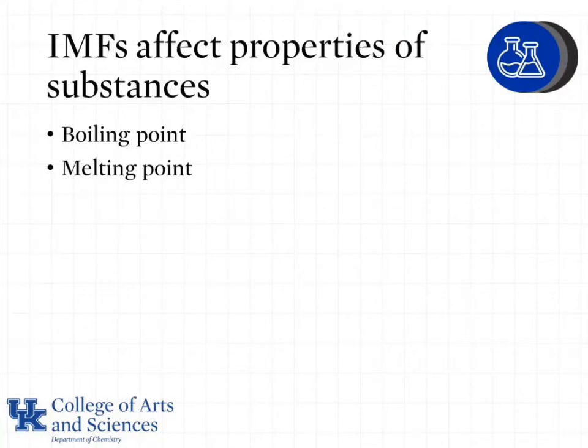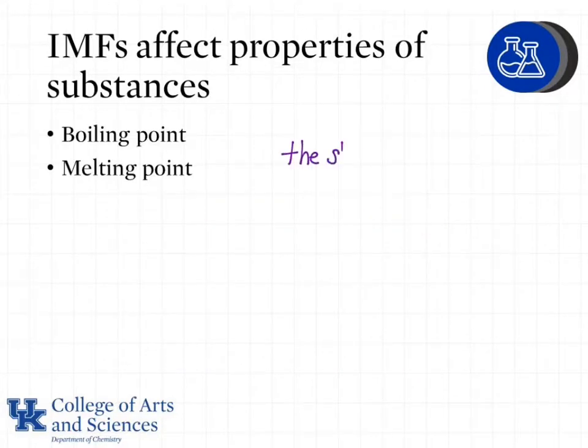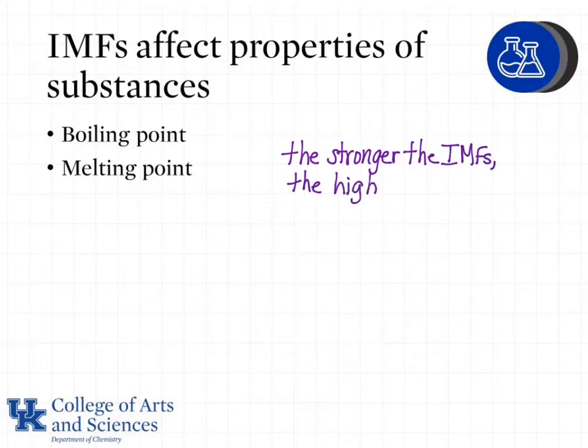The reason we worry about intermolecular forces is because they affect the properties of substances. These effects are most evident in the boiling and melting point, in particular the boiling point of a substance. Remember that boiling is the phase change from liquid to gas. As a result, we are moving those molecules farther apart from one another in the gas phase than they were in the liquid phase. And what we find is the stronger the intermolecular forces, the higher the boiling point.